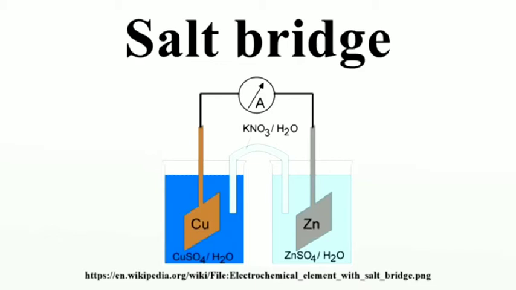A salt bridge connects the two solutions of half cells. Therefore, it completes the circuit and maintains the electrical neutrality of the two half-cell solutions.